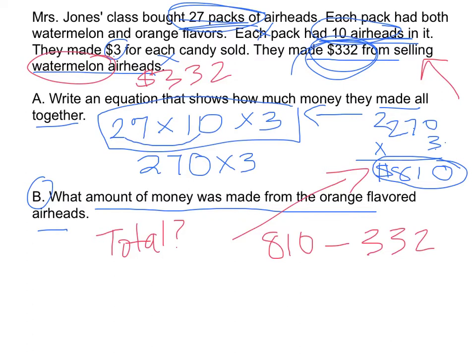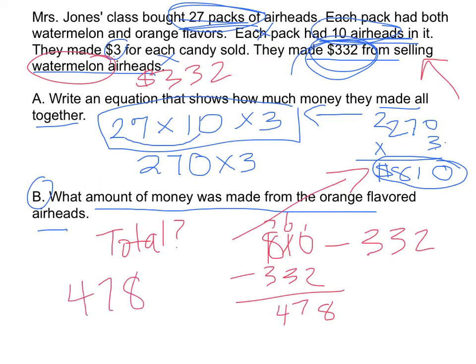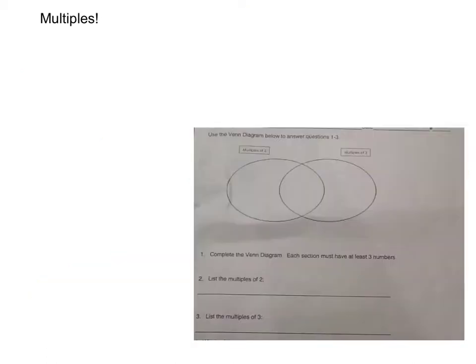This is just like finding change in a problem. So let's go ahead and line that up. 10 minus 2 is 8. Can't do that. 10 minus 3 is 7. 7 minus 3 is 4. So they made $478 from selling the orange. There must have been more orange in that pack than watermelon. Okay, good. Moving right along.